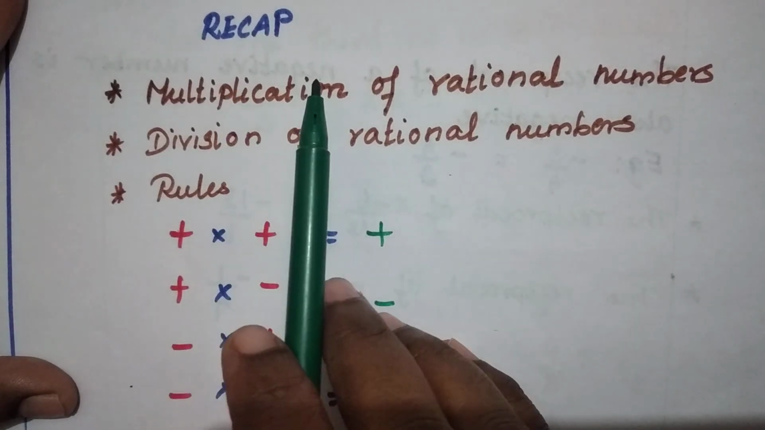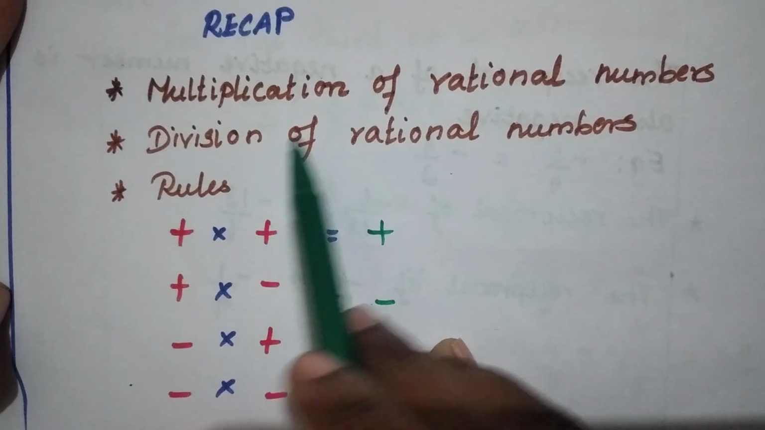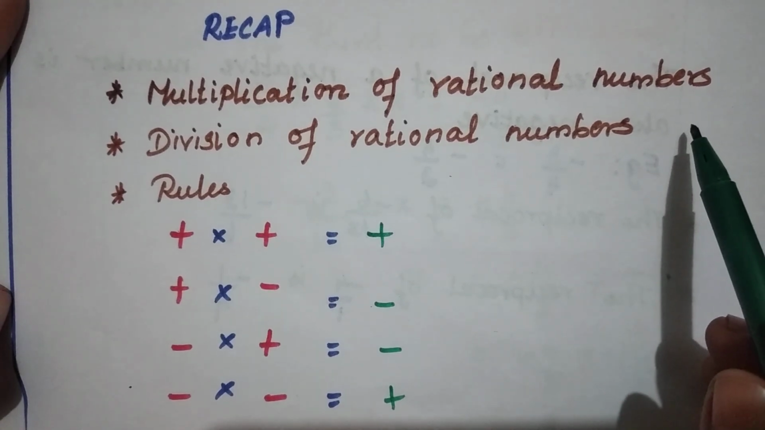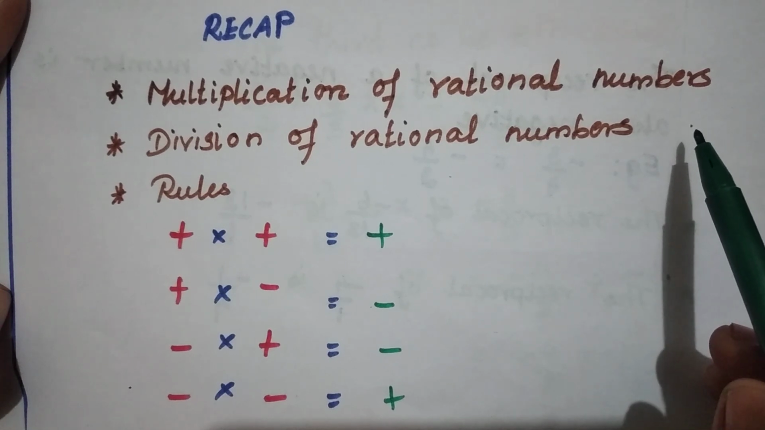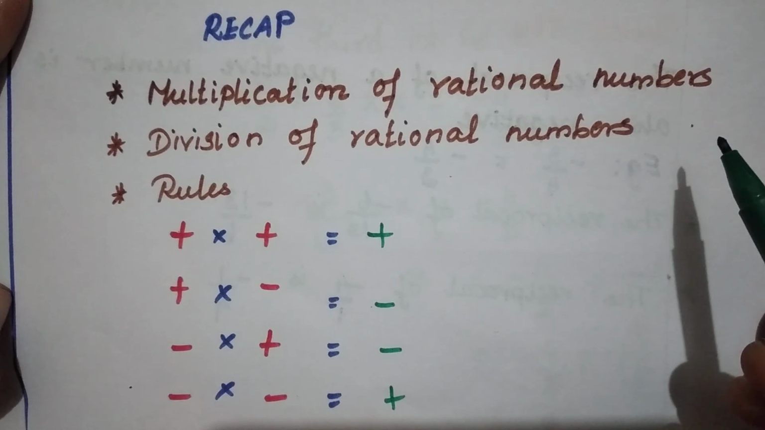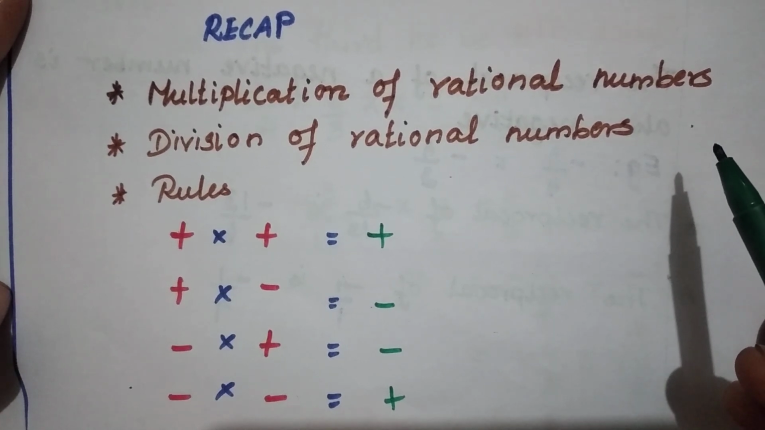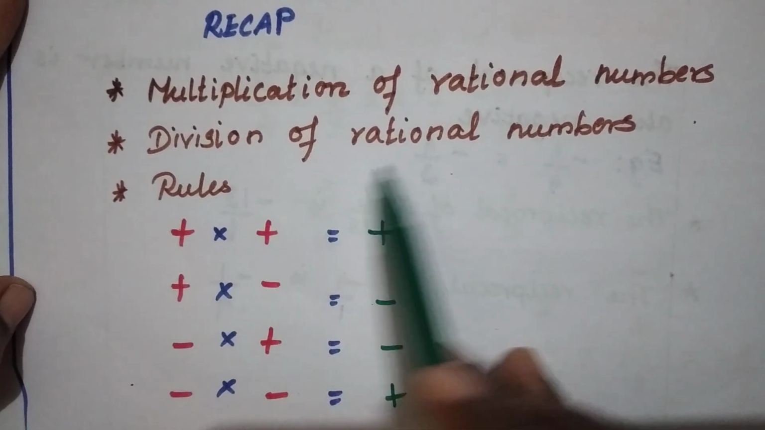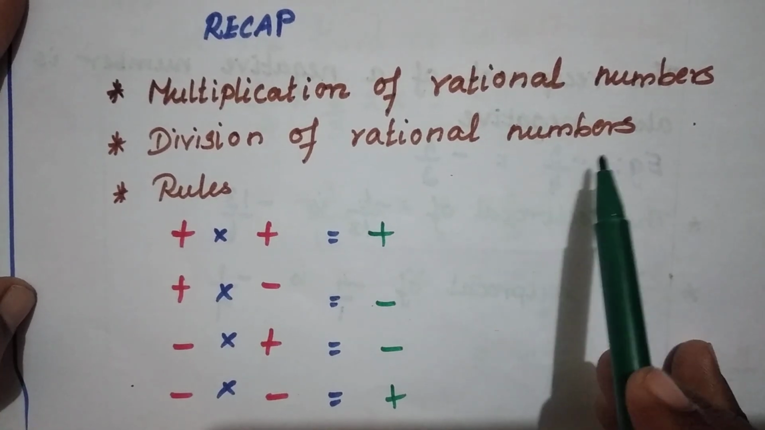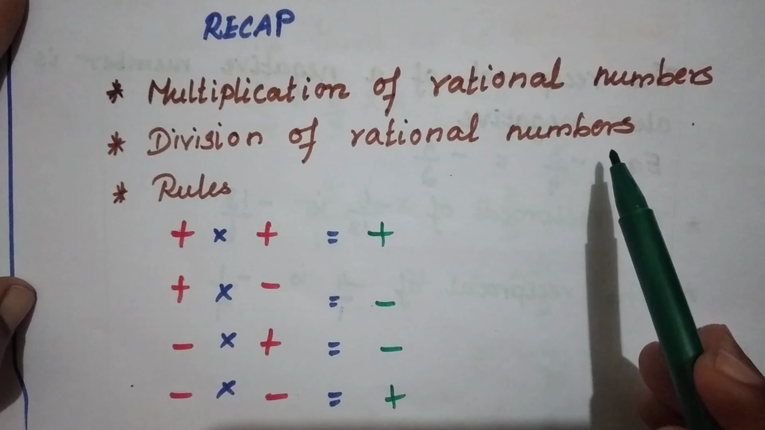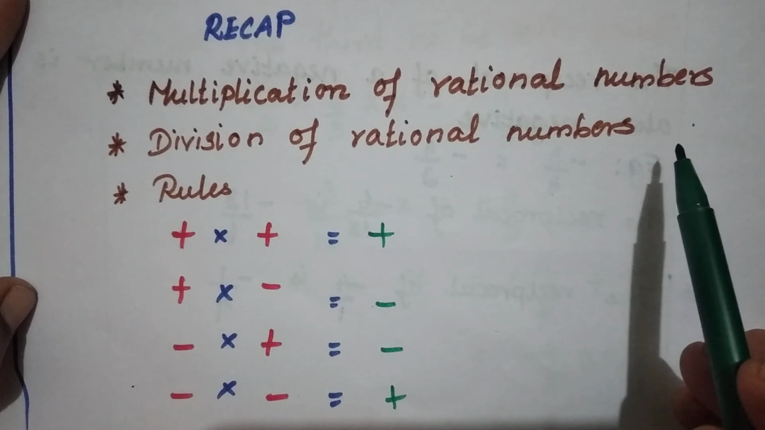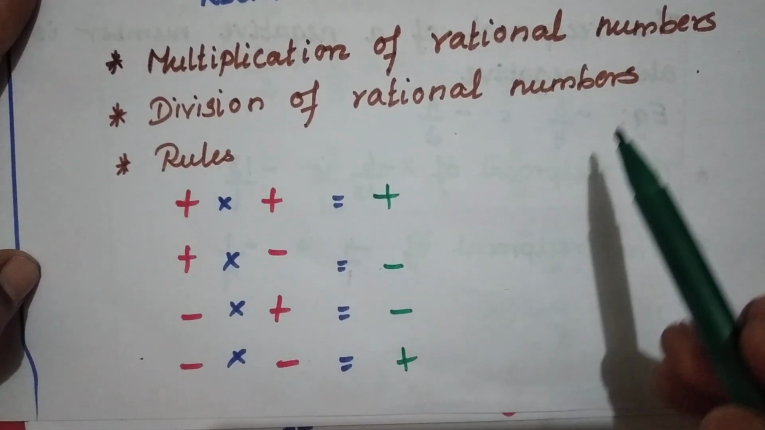Let us have a small recap of what we have learnt in today's class. Multiplication of rational numbers. Write the rational numbers in their standard form. Multiply the numerators and denominators by using the rules for multiplication of integers. And write the product in the standard form. Division of rational numbers. Write the first rational number as such. Change the division symbol into multiplication and write the reciprocal of the second one. Then write the answer in the standard form.